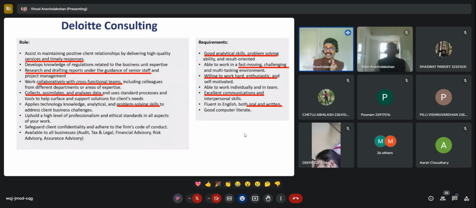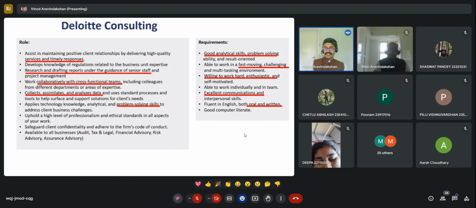It talks about research and drafting reports under the guidance of senior staff. What the recruiter wants to say through this line is that you will have a team of people giving you commands and orders to work on projects and create PowerPoint presentations, and you have to create them. You cannot run off and create something by yourself. You'll have clear guidance coming from senior staff, and you have to listen to them. So working under people is a good skill to have at Deloitte. Working collaboratively with cross-functional teams is a team skill which is important there.